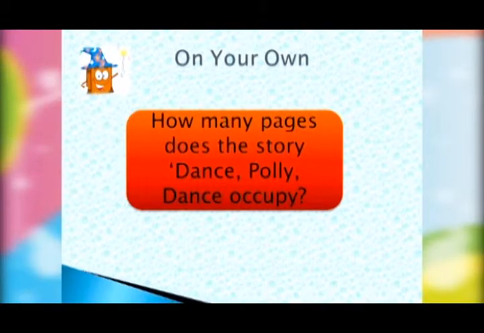Now, on your own, do this activity. How many pages does the story Dance, Polly Dance occupy? Now let us continue looking at the table of contents page.